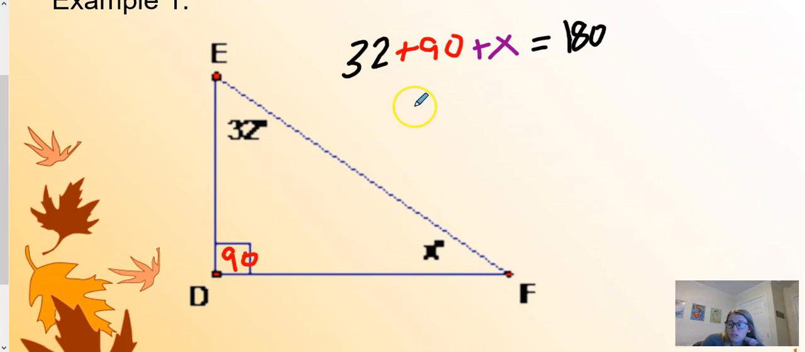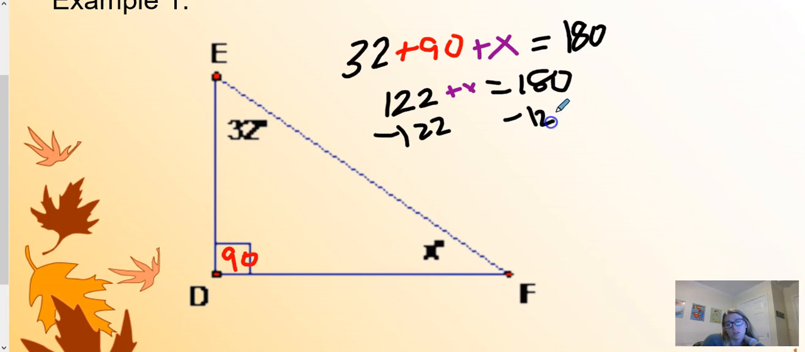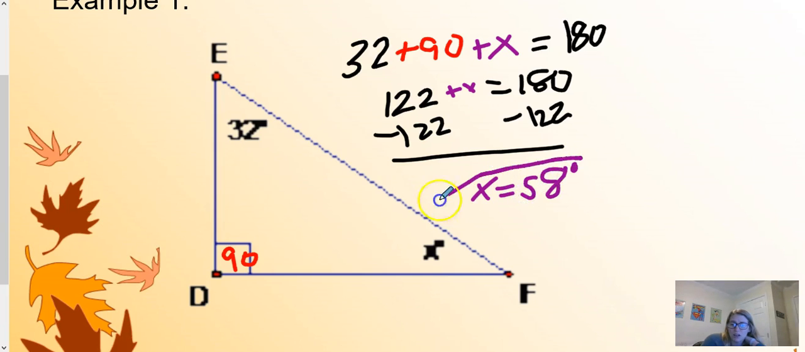And if you're a Desmos user, you could type this straight into Desmos. I'm going to combine like terms, so we're going to get 122 plus X equals 180. And then we're going to subtract 122 from both sides. So we'll find that X is equal to 58 degrees.